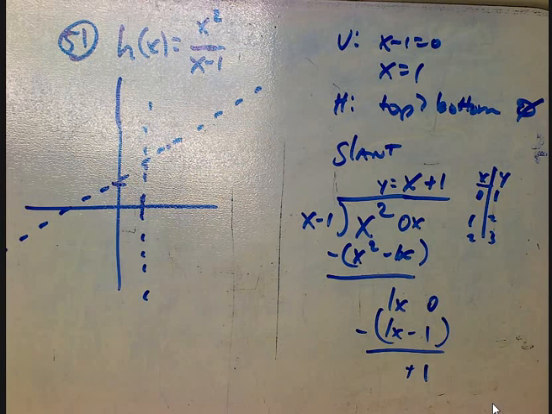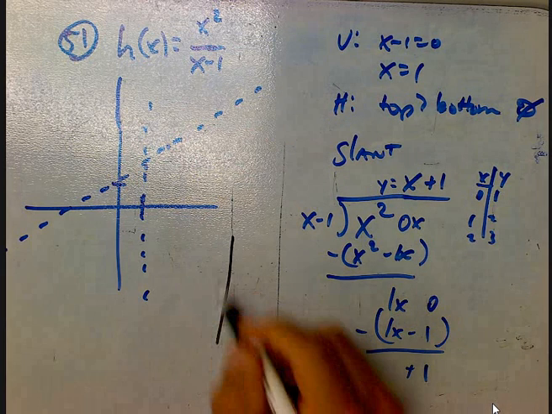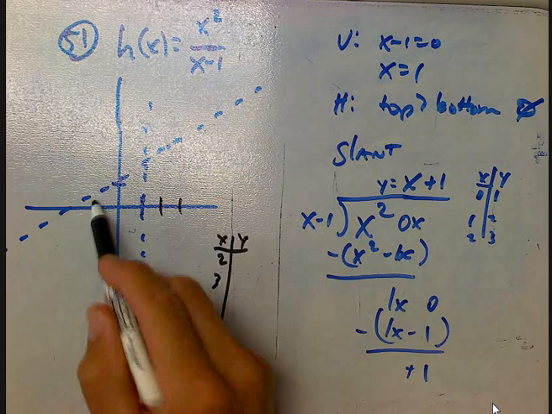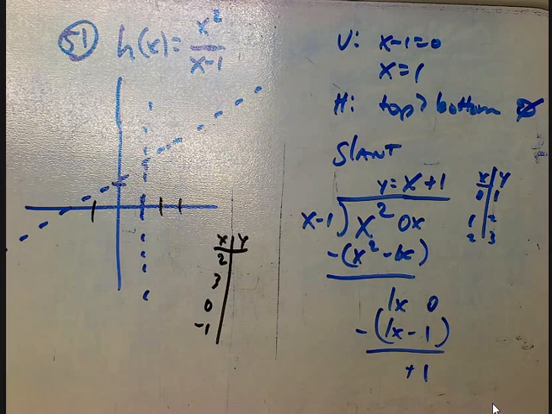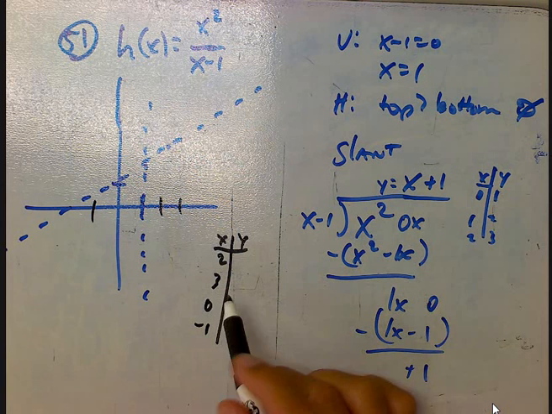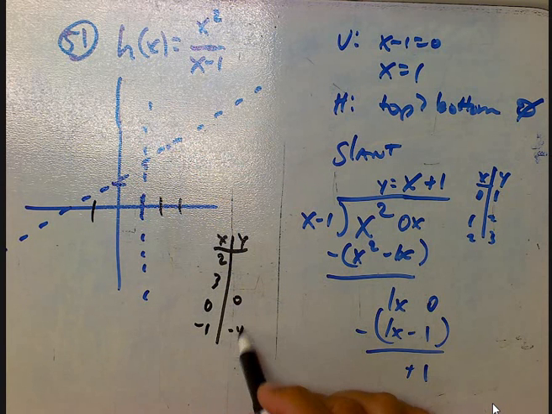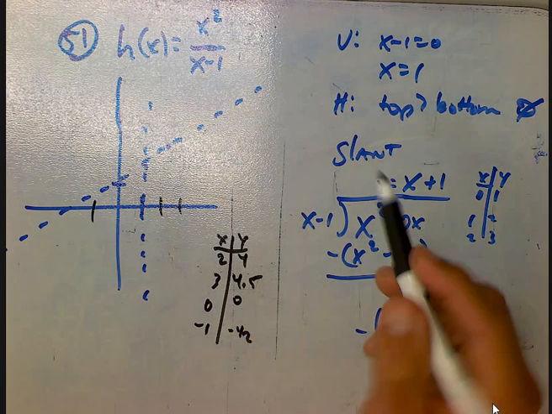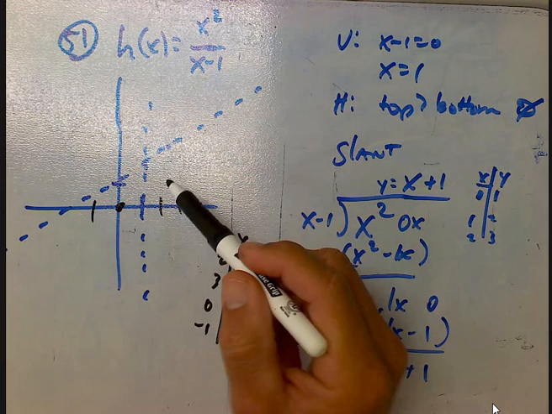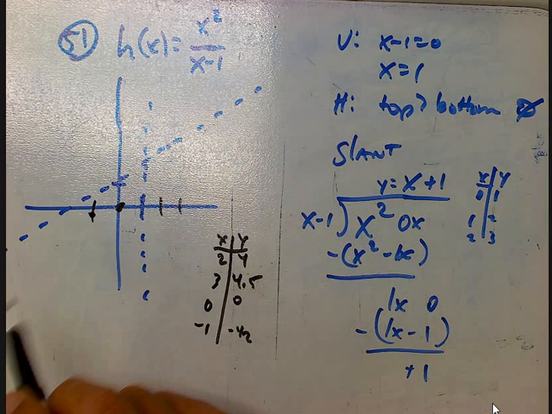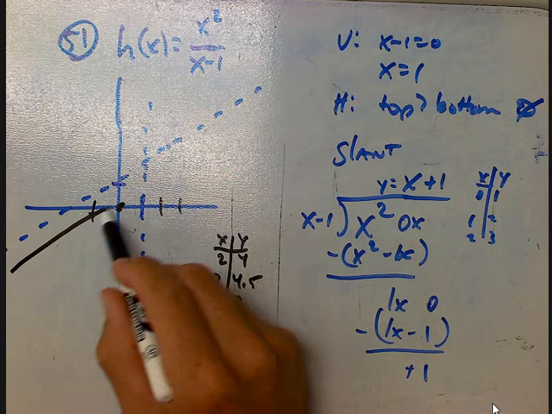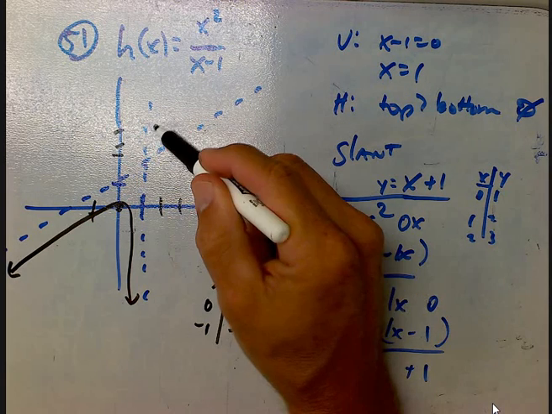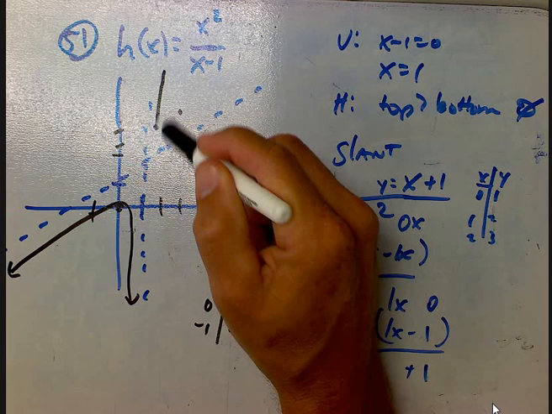Okay, now to find the other points. My vertical asymptote is at 1, so 2 points to the right would be 2 and 3. 2 points to the left would be 0 and -1. Plug and chug, and you should come up with 0, 0, -1, -1/2. For 2 you should get 4, and for 3 we get 4.5. Plot the points, 0, 0, -1, -1/2. So this one's going to be kind of tricky, but it's going to look like this. And then 2, 4, and then 3, 4.5. This one's going to come down into here and look like that, number 51.